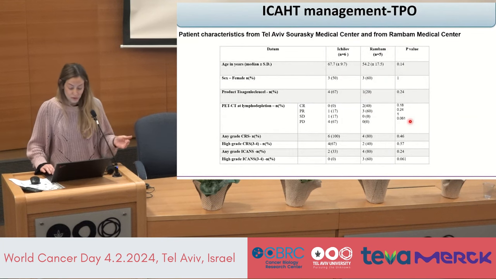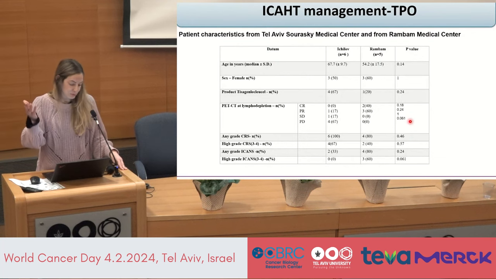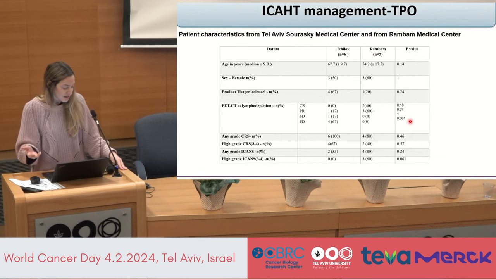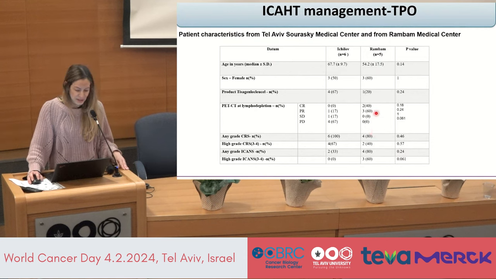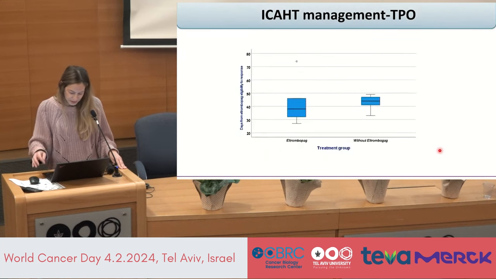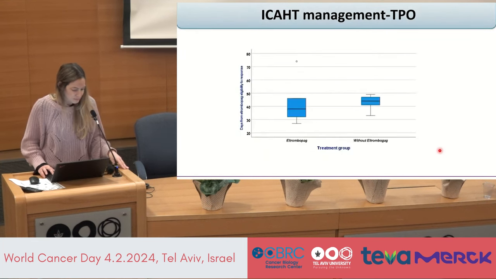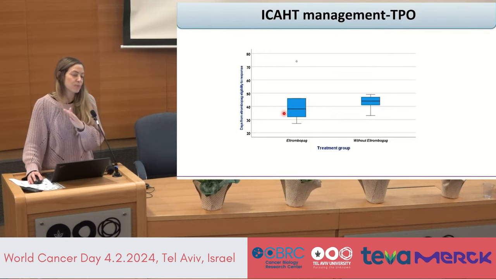The next question we wanted to answer is, okay, these are six patients, but if we hadn't given any treatment, maybe the white blood cells or the platelets would have resolved naturally, and the patient would have felt better without administering an agent. So we took from Rambam Medical Hospital five patients exactly similar to these six patients at Ichilov. Here we show that their characteristics are very similar, and this is not significant, but we could see that eltrombopag, a TPO receptor agonist, might reduce the days of prolonged cytopenia.